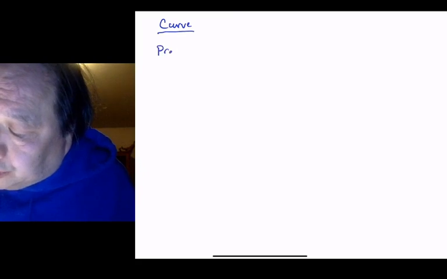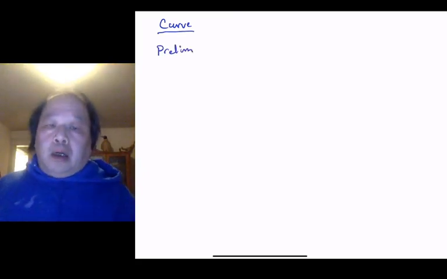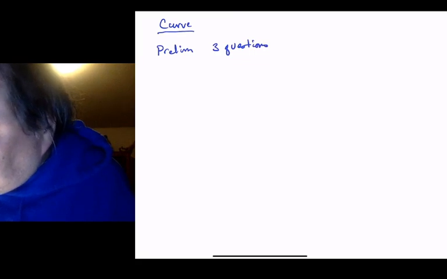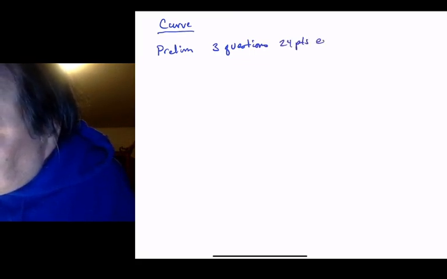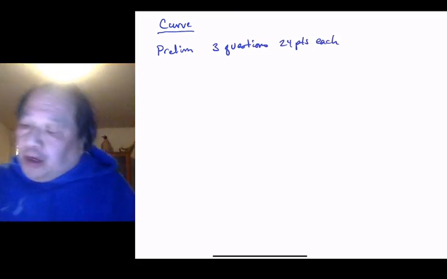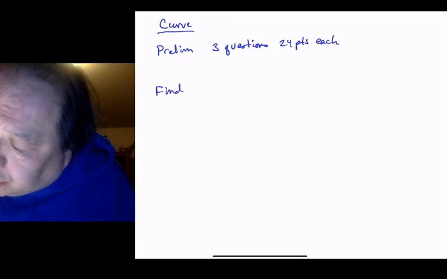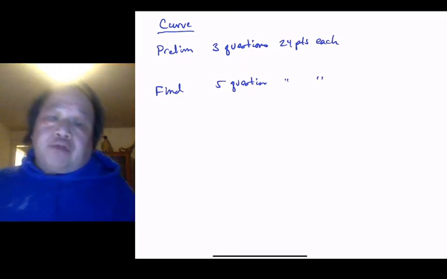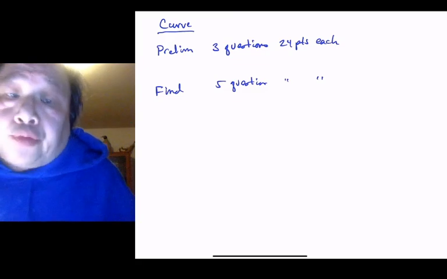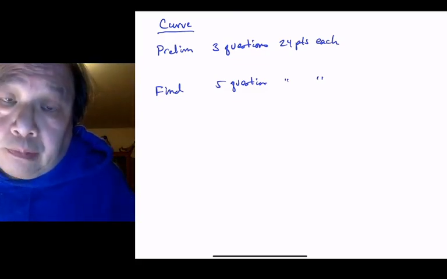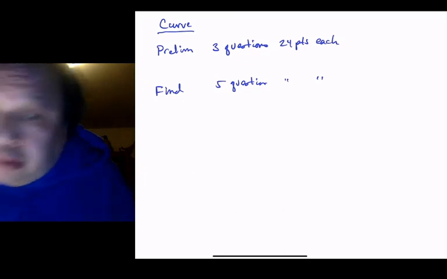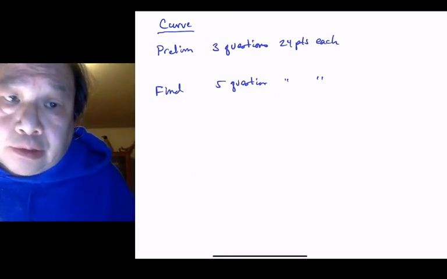Prelims in this course were three questions, each worth 24 points. And the final was five questions. Again, 24 points. Objectively speaking, a student who got all three questions right on the prelim is getting an A. Two questions right, completely right, is a B. And one question right is a C.